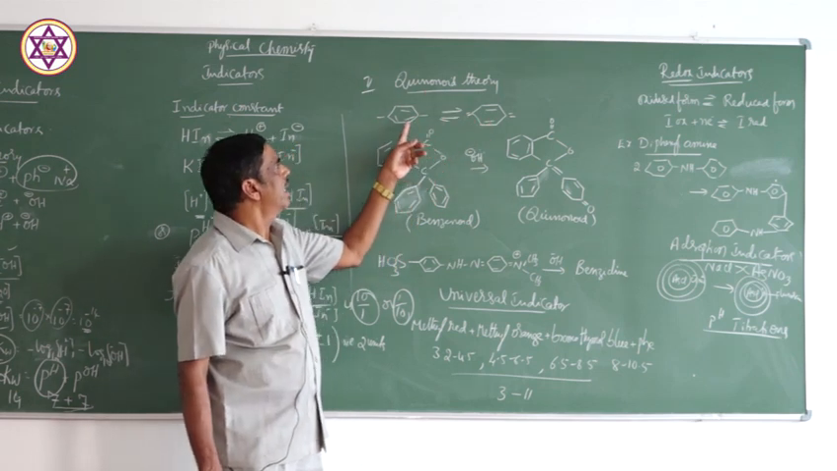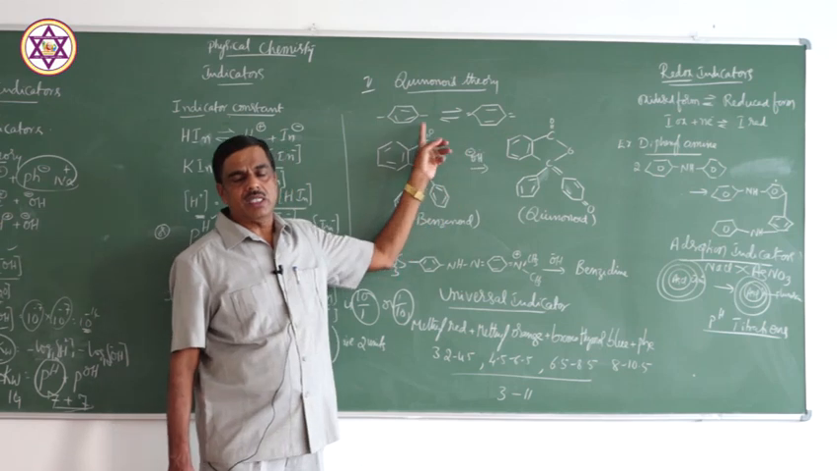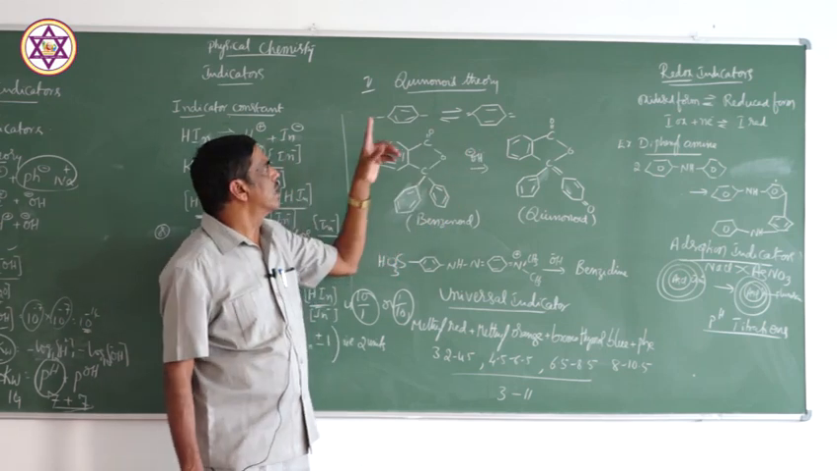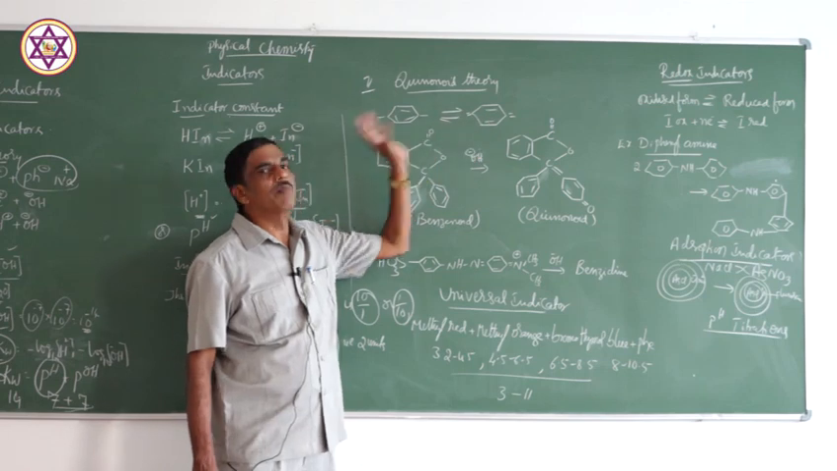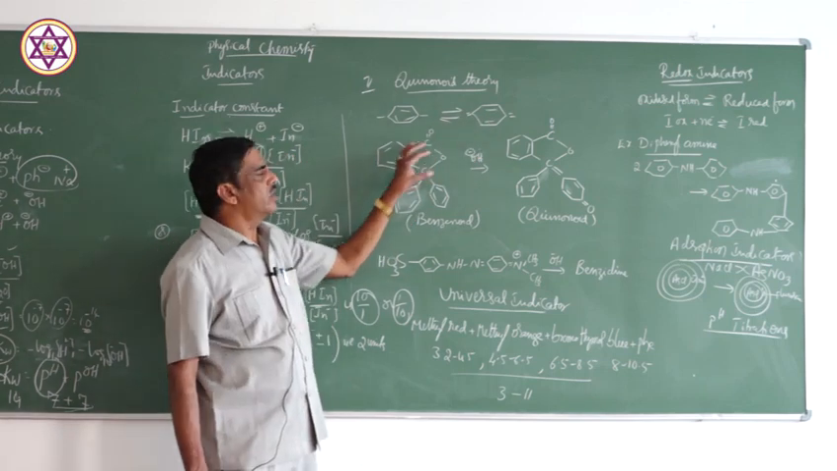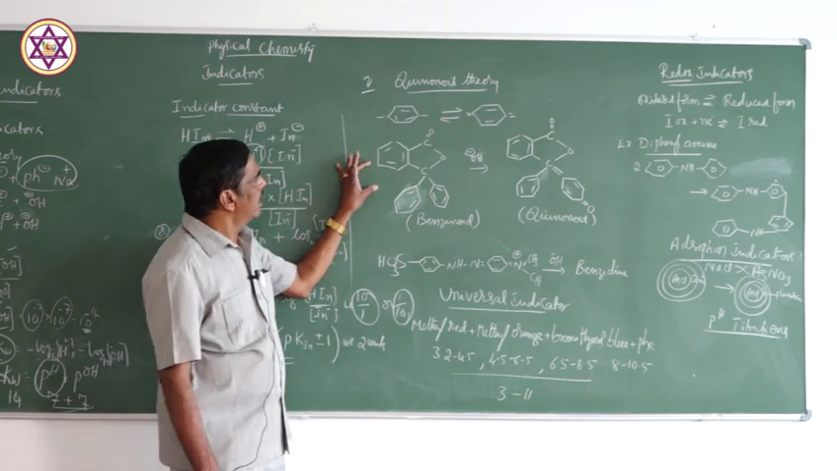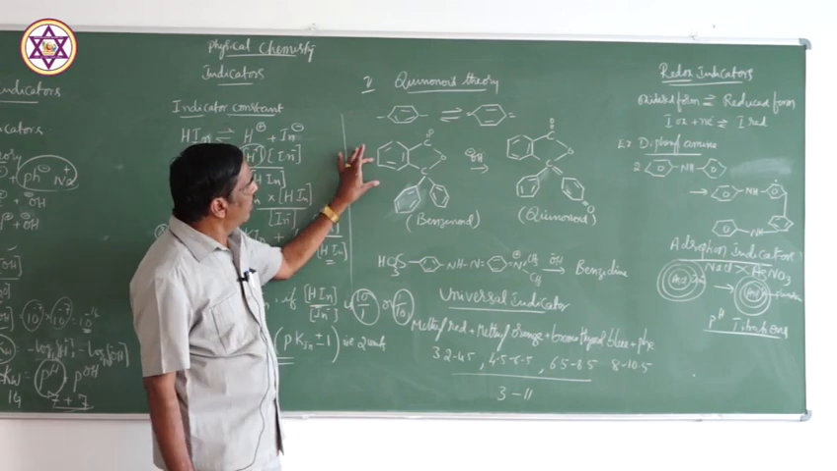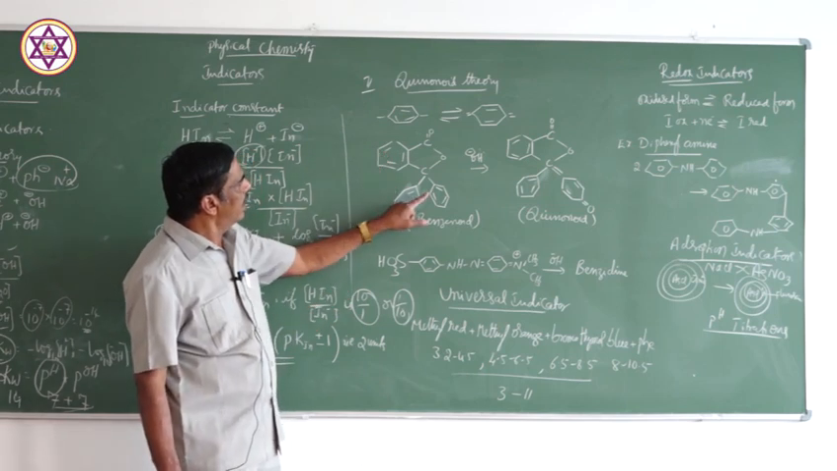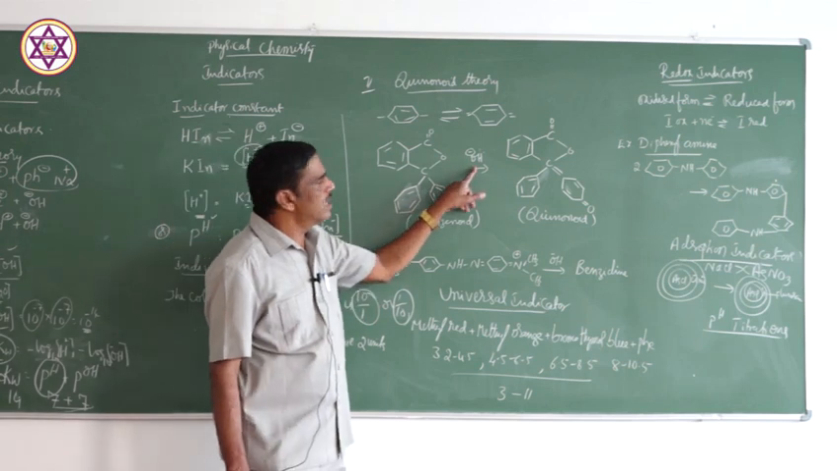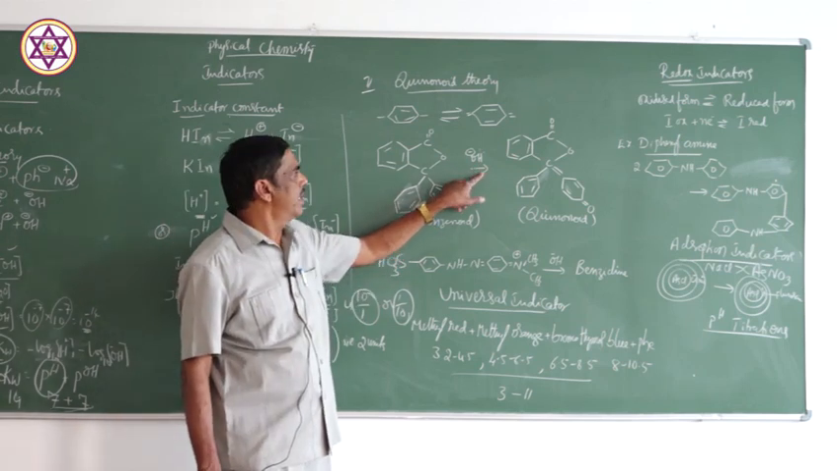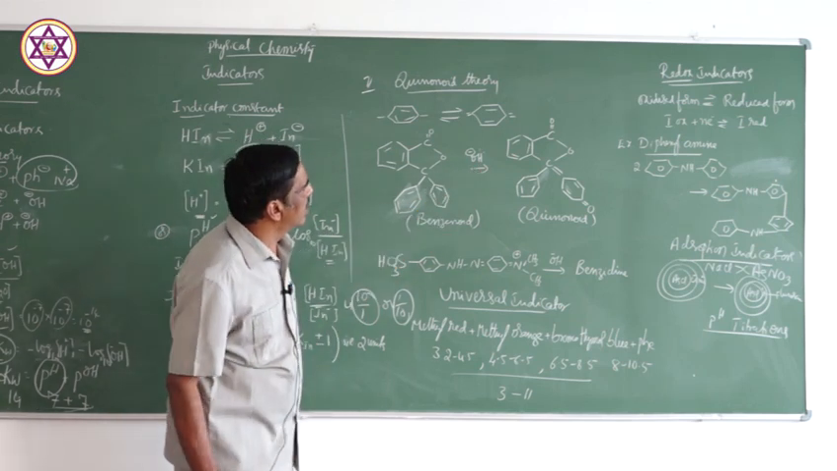The quinonoid theory says that the indicator assumes 2 structures depending upon the pH range. This is the benzenoid form and this is the quinonoid form. For example, if you take the changes that are taking place in case of phenolphthalein, it is aromatic in nature. There are 3 aromatic rings. So, in presence of a strong base, the structure changes.